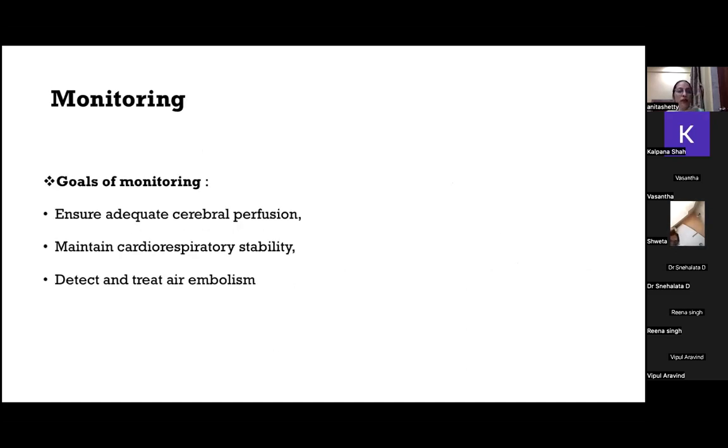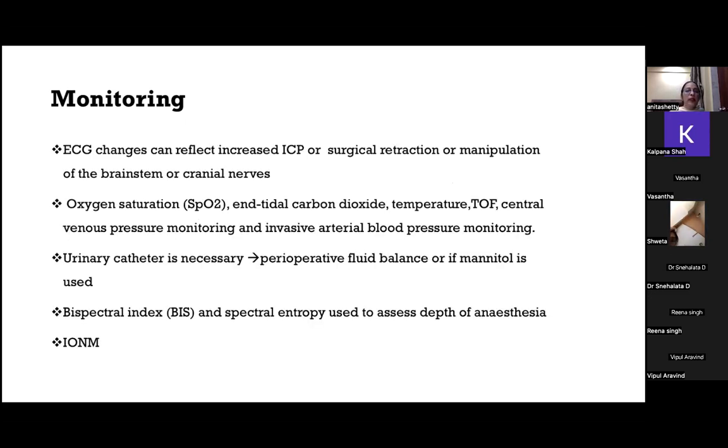Now, coming to monitoring, the goals of monitoring are to ensure adequate cerebral perfusion, maintain cardiorespiratory stability, detect and treat air embolism. As I've already told you, increased ICP or surgical retraction or manipulation of the brainstem or cranial nerves can lead to ECG changes. So one must monitor the ECG.